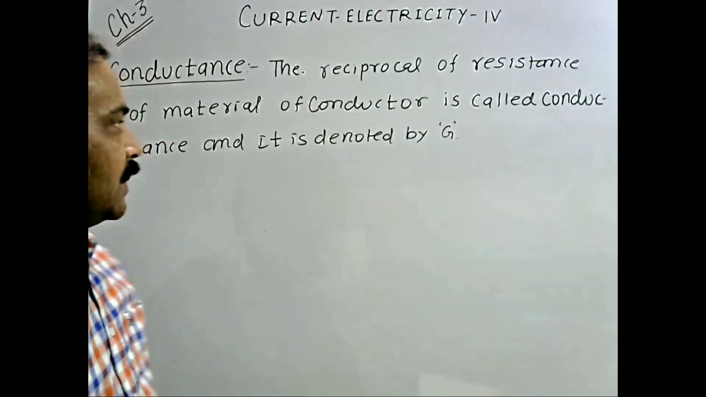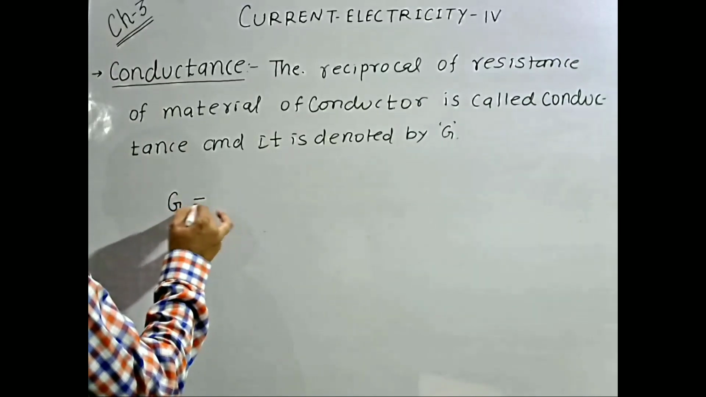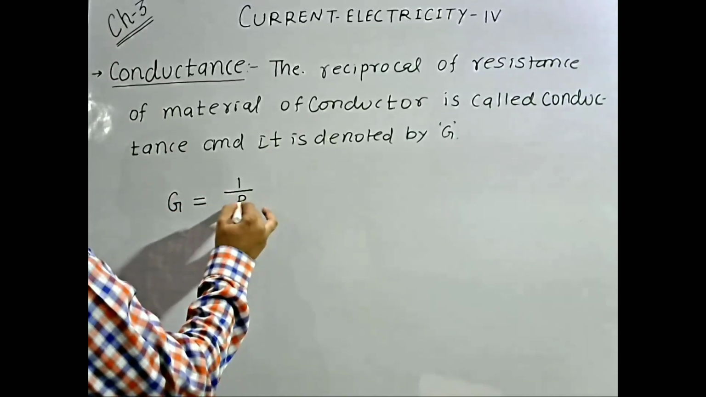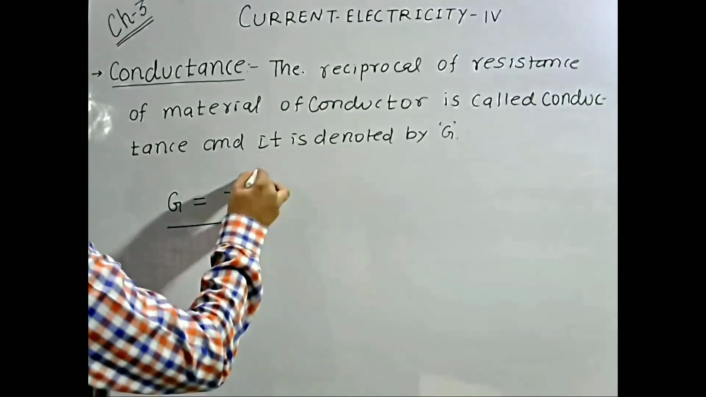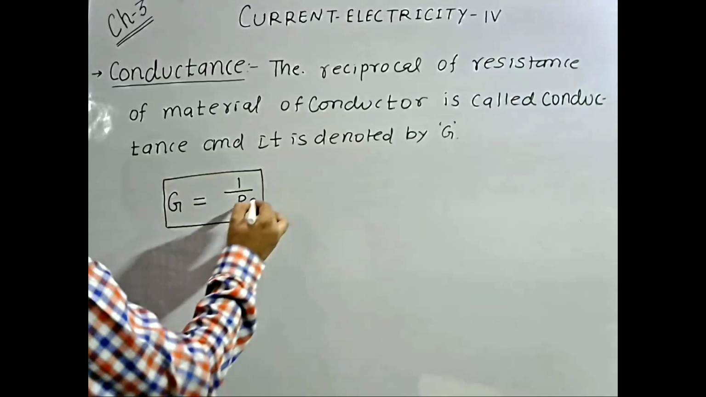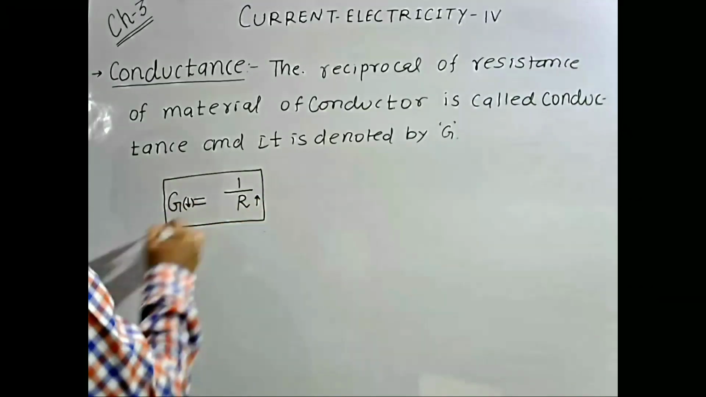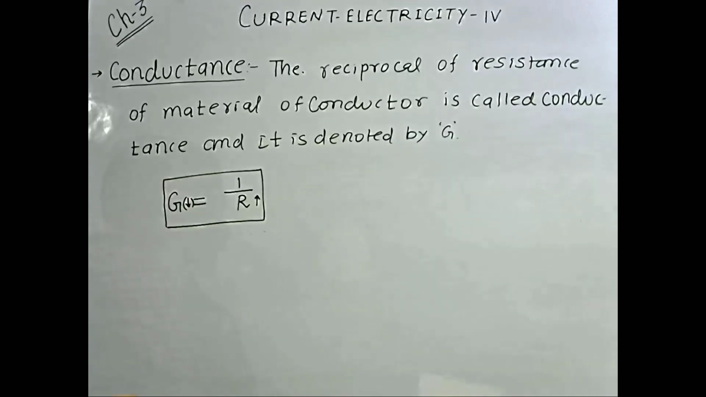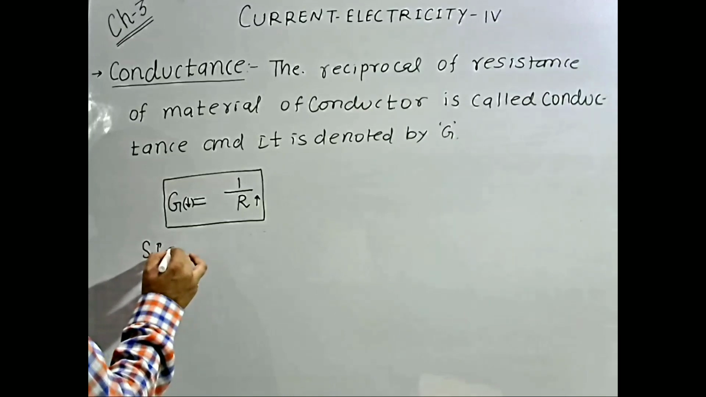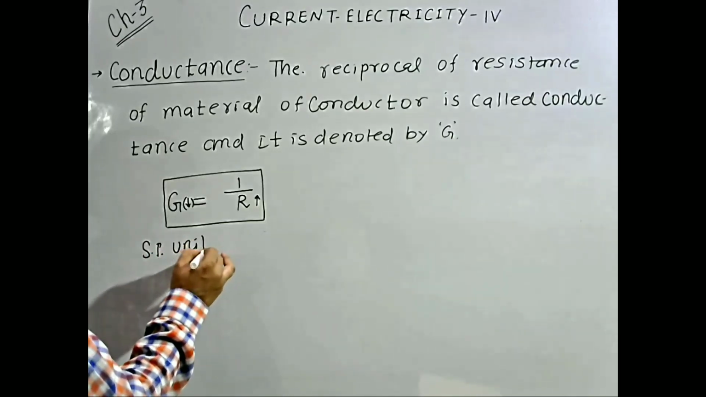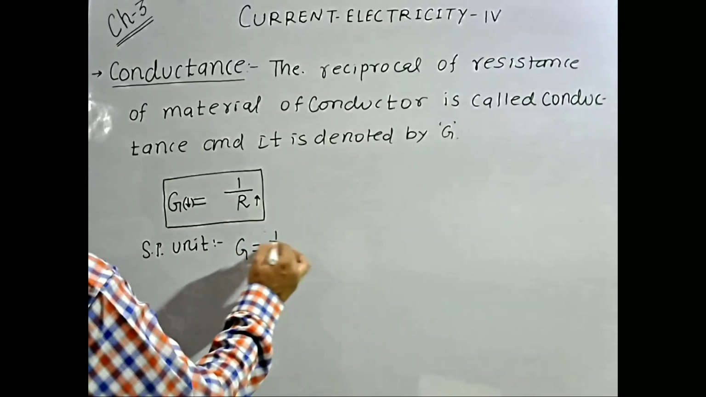Clear? So conductance G is equal to 1 upon R, where R is the resistance of material of conductor. Means if resistance is high, conductance of material is low and vice versa. Clear? Now you can see the unit, SI unit of conductance is G equal to 1 upon R.